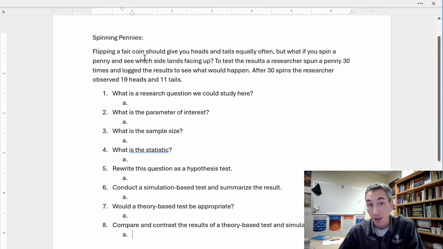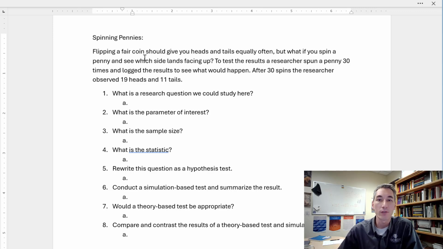Spinning pennies. Flipping a fair coin should give you heads and tails equally often, but what if you spun a penny and saw which side lands facing up? To test the results, a researcher spun a penny 30 times and logged the results to see what would happen. After 30 spins, the researcher observed 19 heads and 11 tails. So what is a research question we could study here?